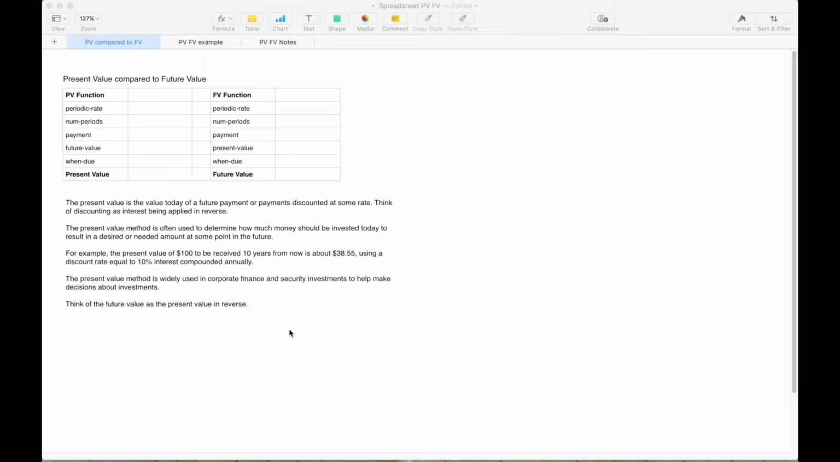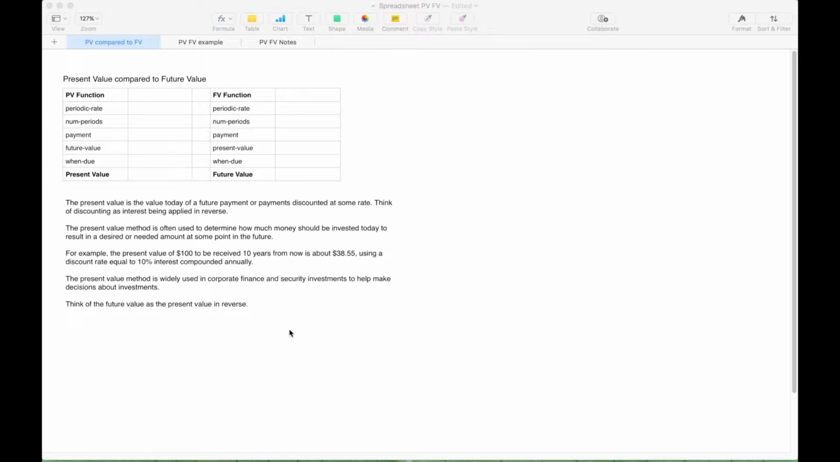The present value is the value today of a future payment or payments discounted at some rate. And you can kind of think of discounting as interest being applied but in reverse. The present value method is often used to determine how much money should be invested today to result in a desired or needed amount at some point in the future.